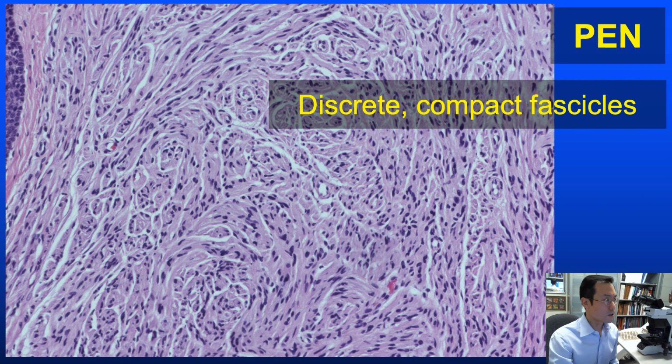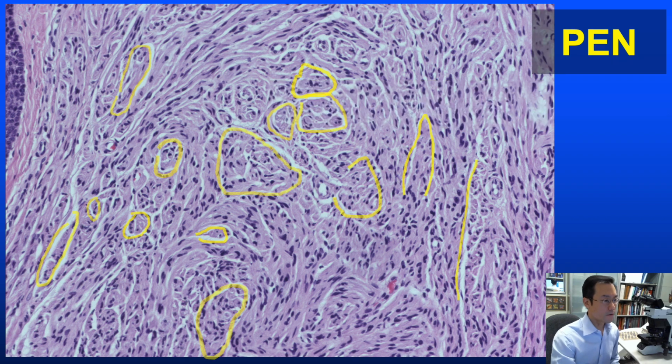In contrast to neurofibroma, in PEN, the spindle cells are aggregated in more discrete and compact fascicles, identifiable not only by the spindle cells themselves, but the empty clefts surrounding them.